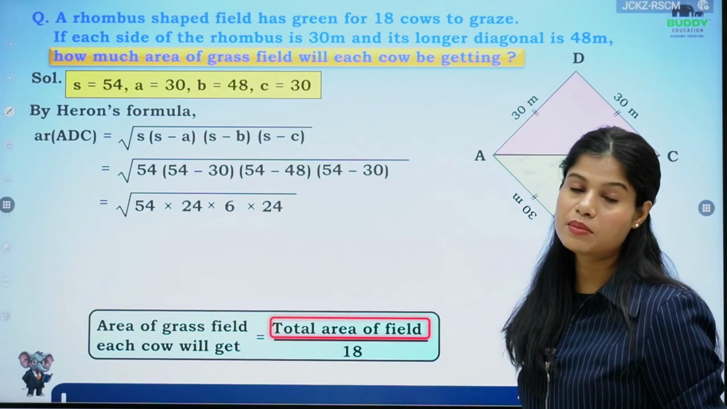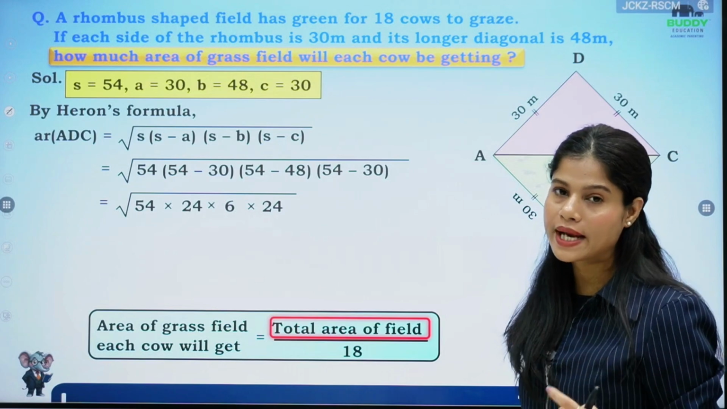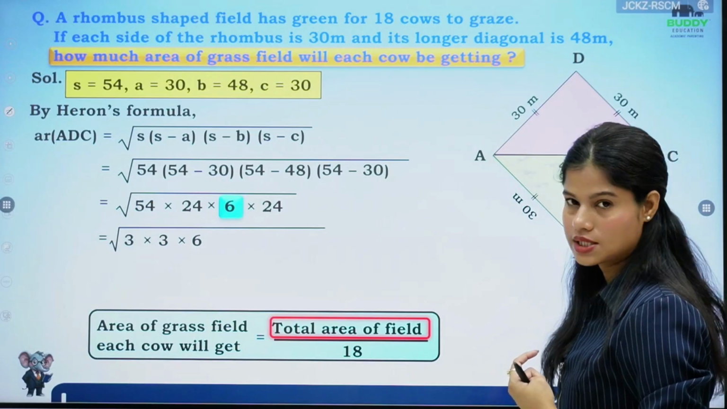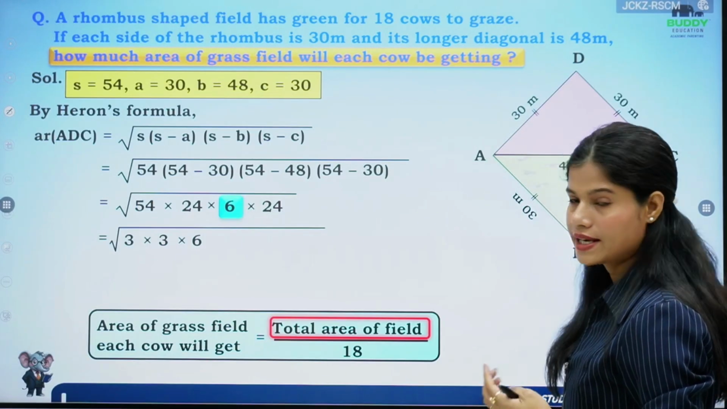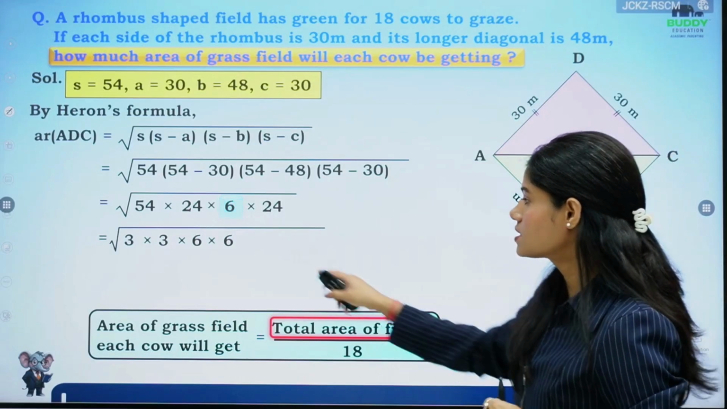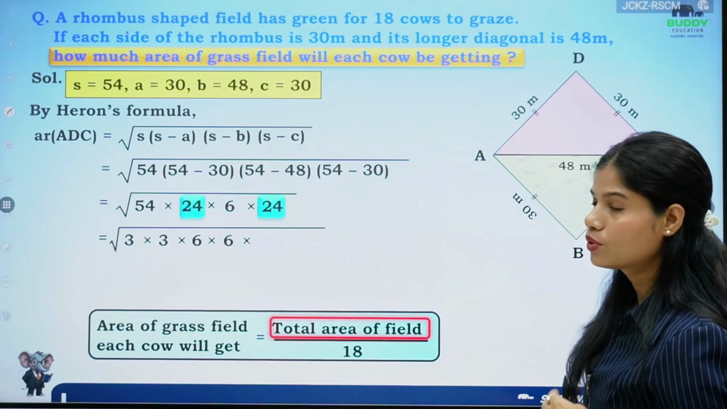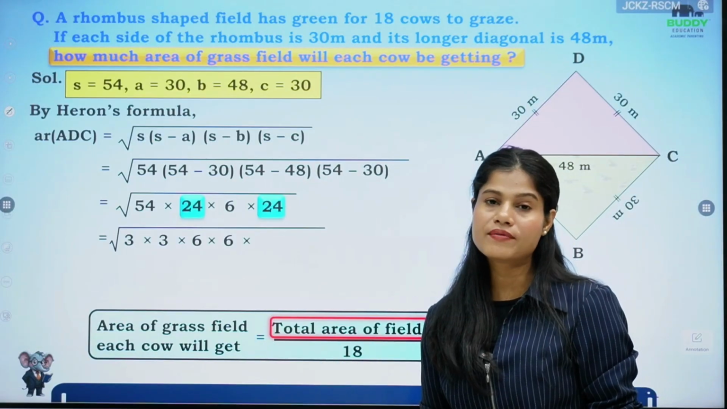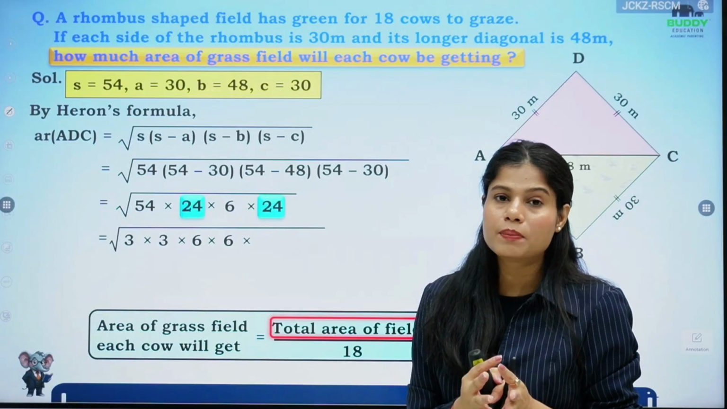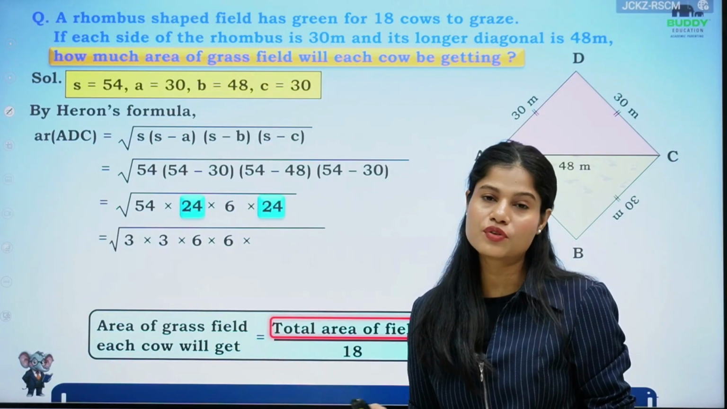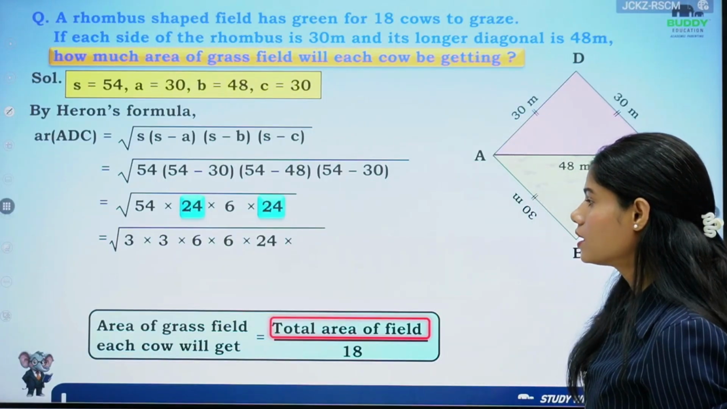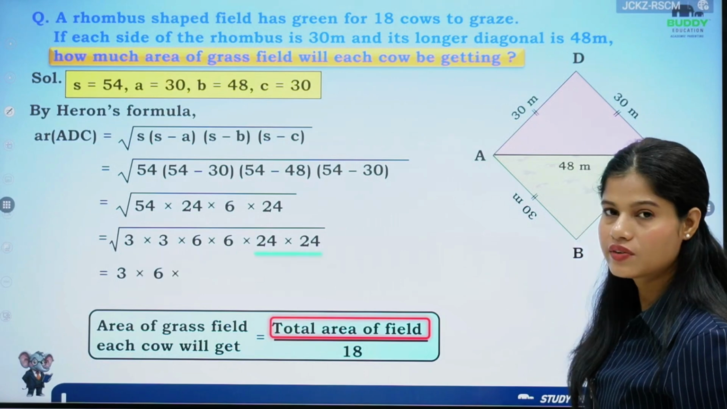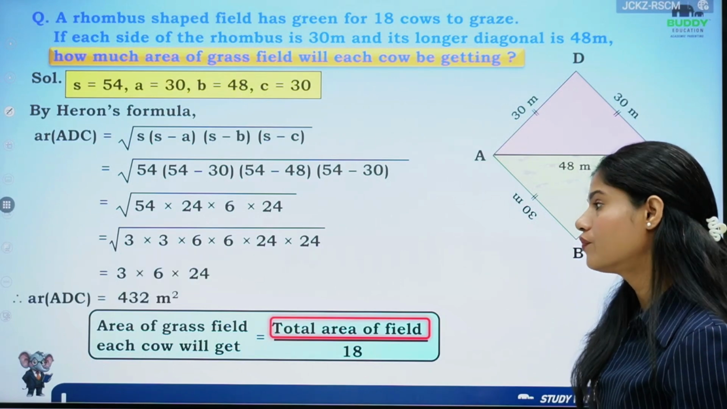Now again I am reminding, do not multiply, instead break down or prime factorize. So here I am prime factorizing 54 as 3 into 3 into 6, okay, 9 into 6. Then I am writing this 6 over here, and I am keeping 24 and 24 together because they are already in pairs. So do we need to break it down into prime factors? Answer is no. If you have a certain pair, it is a waste of time to break it down. Okay, so from here we get one pair of 24, one pair of 6 and one pair of 3. So everything will come out of the square root.